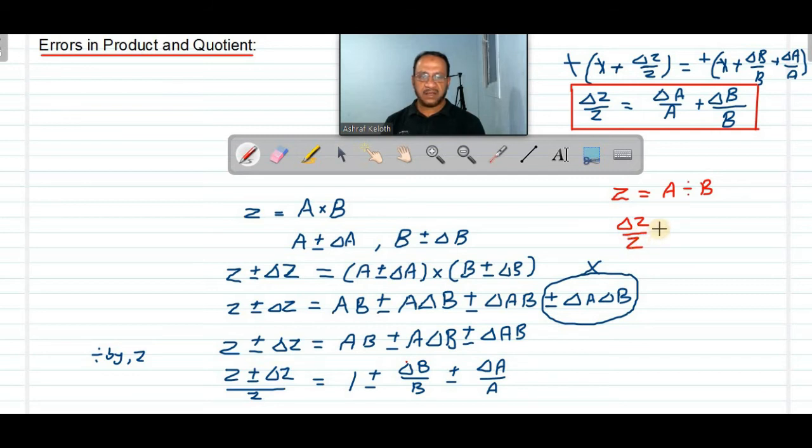Fractional error in the final quantity will be equal to the sum of the fractional errors of the individual quantities, delta A by A plus delta B by B. So remember, if it is multiplication or division, in both cases, fractional errors will be added up. The fractional error of the total quantity will be equal to the sum of the fractional errors in individual measured values.